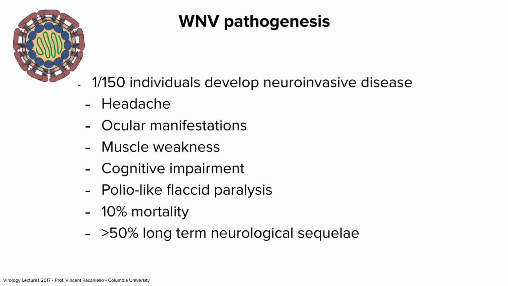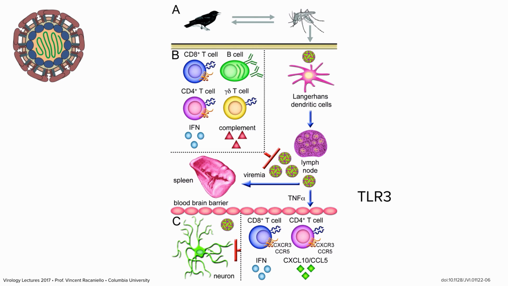This involves headache, eye manifestations, muscle weakness, cognitive impairment, paralysis that looks like polio, 10% mortality. And over half of these people, where they have neuroinvasive disease defined by these symptoms, have long-term neurological sequelae. They have motor issues, they have cognitive issues. So this is not a good thing. In general, it is not a good thing to have virus replicating in your brain.